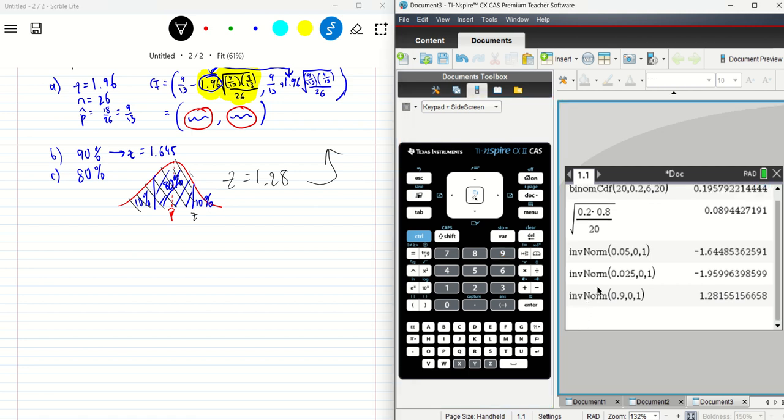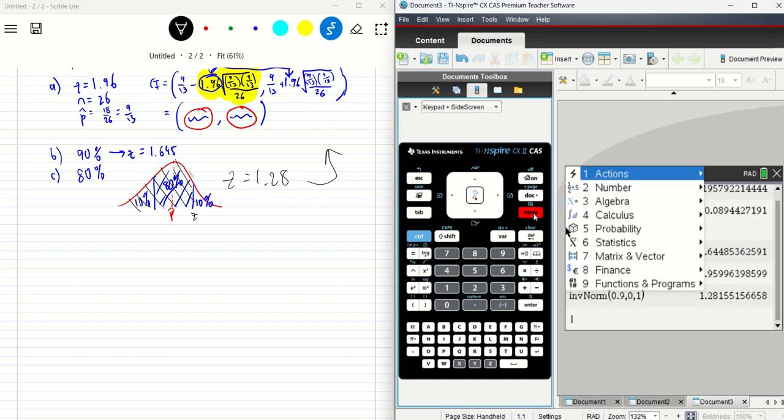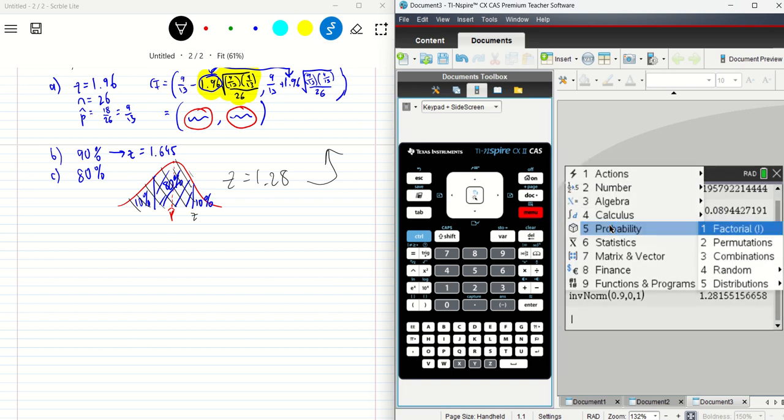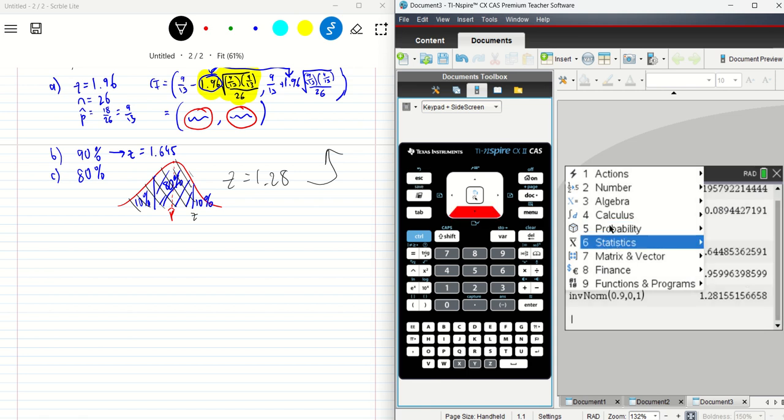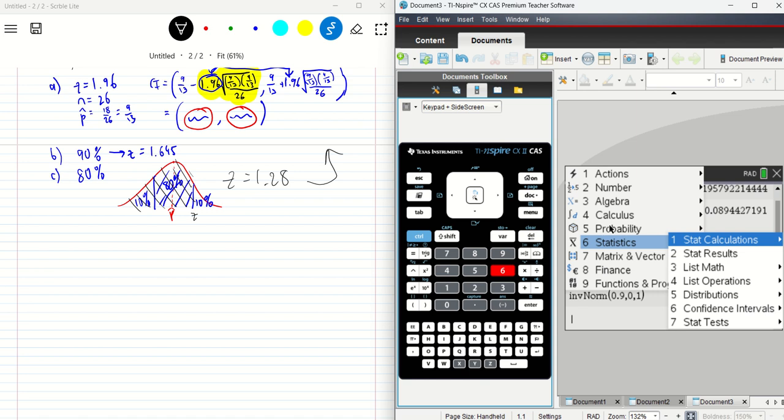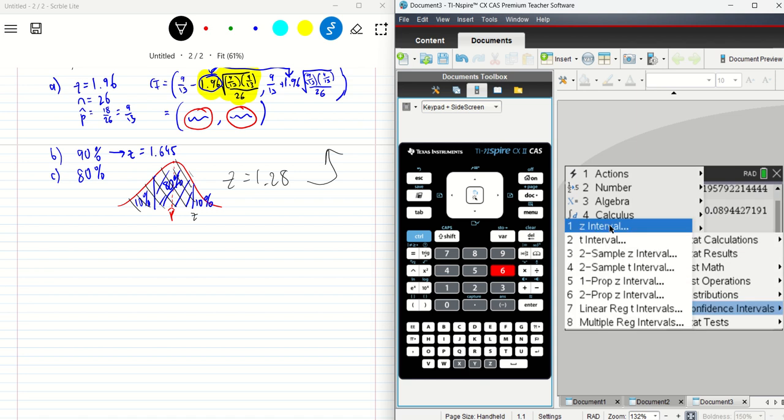I'll just quickly show you how to do all these things on the calculator without having to do any of those calculations, now that we've done that and I've refused to do it by hand. So you go to not probability, you go to statistics, and you're looking at confidence intervals. And what you want is number 5 there. You want your proportion Z interval. So that's the one we want, number 1 there.